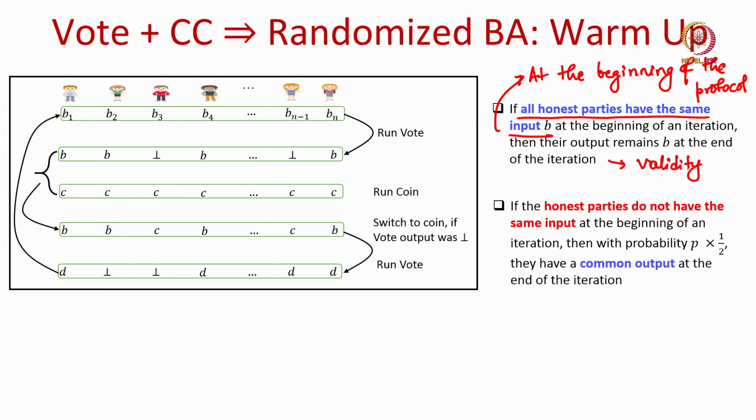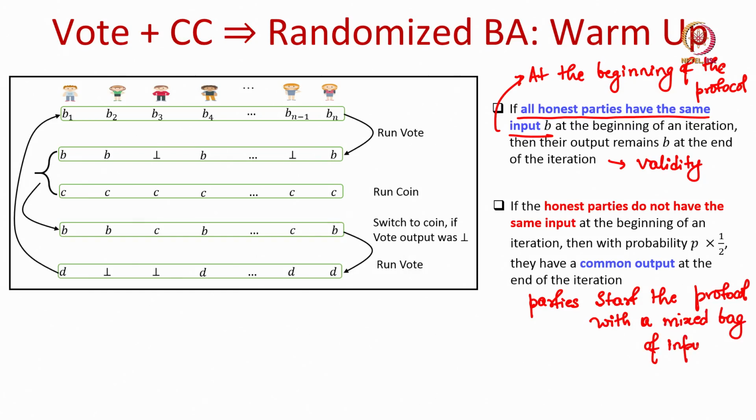However, another case could be that parties start the protocol with a mixed bag of inputs. That means one set of honest parties have the input 0 and another set of honest parties have the input 1. In that case, vote may not help them.